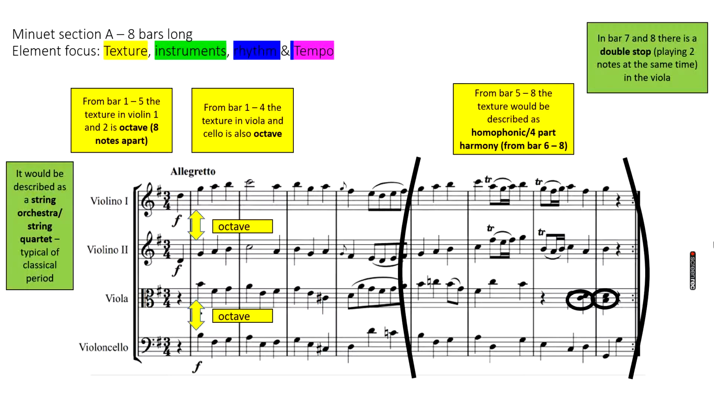It's also worth noting that we would describe this band, this group, this ensemble, as a string orchestra or a string quartet. And this is very typical of the classical period. So it's something that would have been used quite a lot, a band like this, an ensemble like this. Don't be put off by the Italian here. So we have violin 1, violino 1, violino 2 is violin 2, viola stays the same, and violoncello is just a cello.